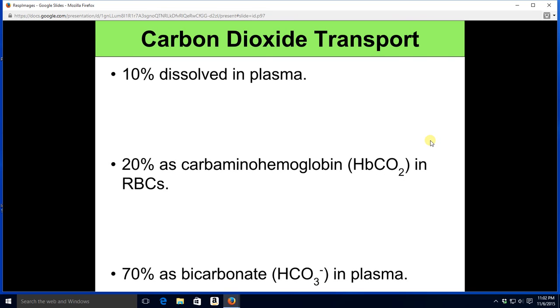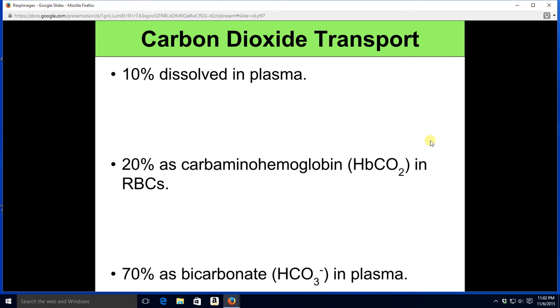Let's begin the topic of CO2 transport. Remember, CO2 is more soluble than oxygen. So 10% of your CO2 is dissolved in the blood, in the plasma. Another 20% is bound to hemoglobin and is known as carbaminohemoglobin. Now realize the CO2 is bound in a different place than oxygen binds.